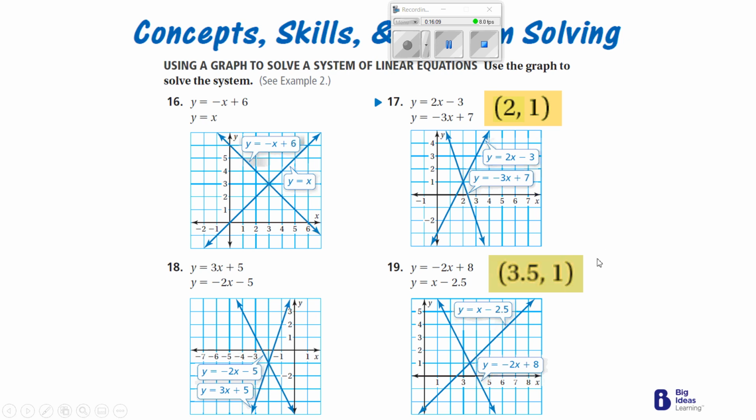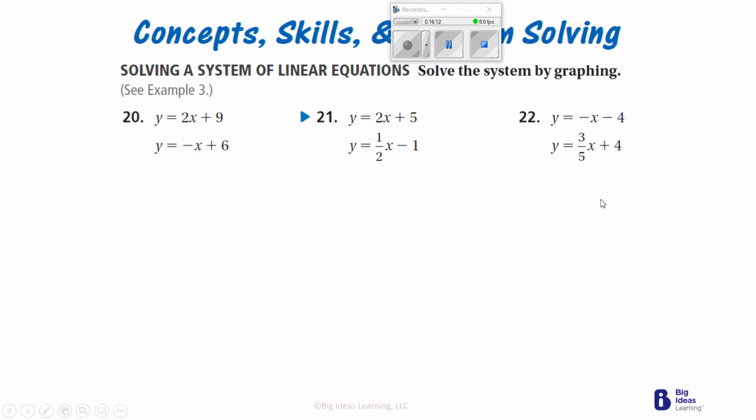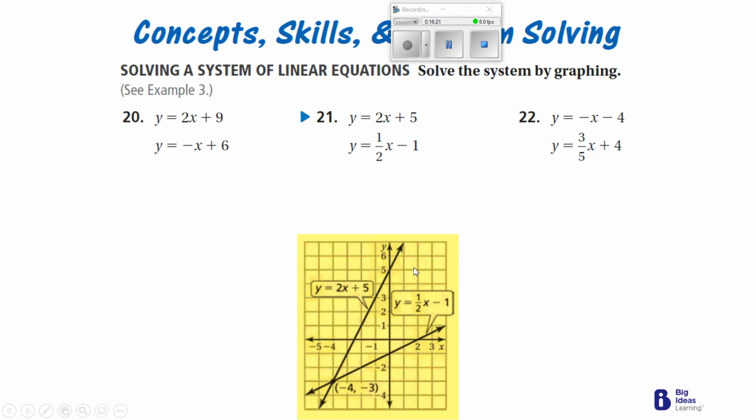3.5 and 1. All right, let's go to number 21. Solve the system by graphing. So we're going to have to graph these. And if I graph this, I see that I'm going to have y equals 2x plus 5, and then y equals 1/2 x minus 1. When they cross together, I get negative 4 and negative 3 for an answer. So my answer would be negative 4 and negative 3.